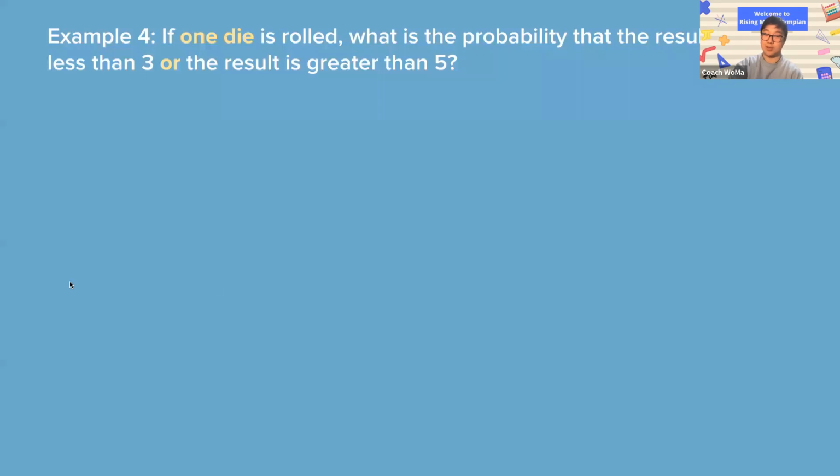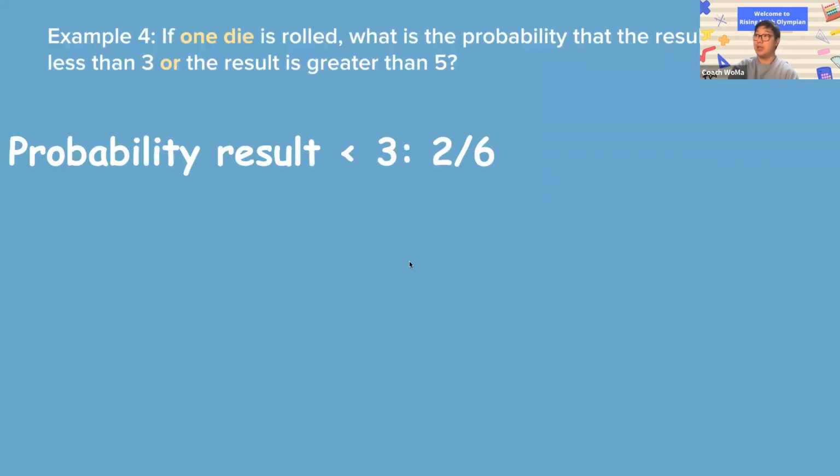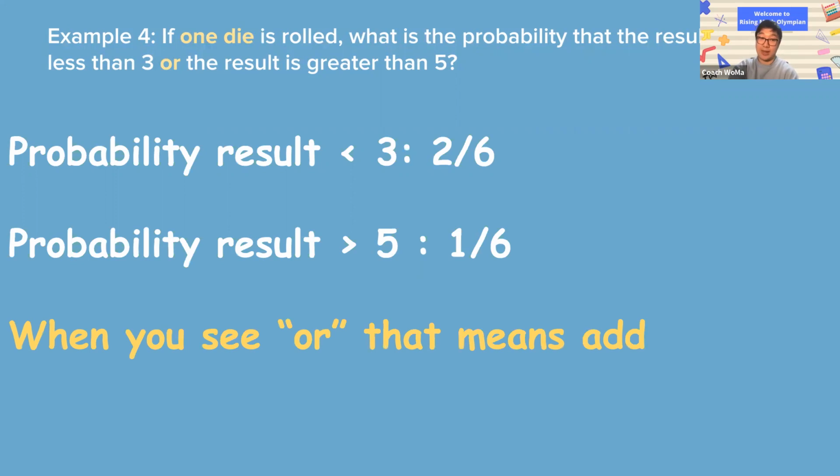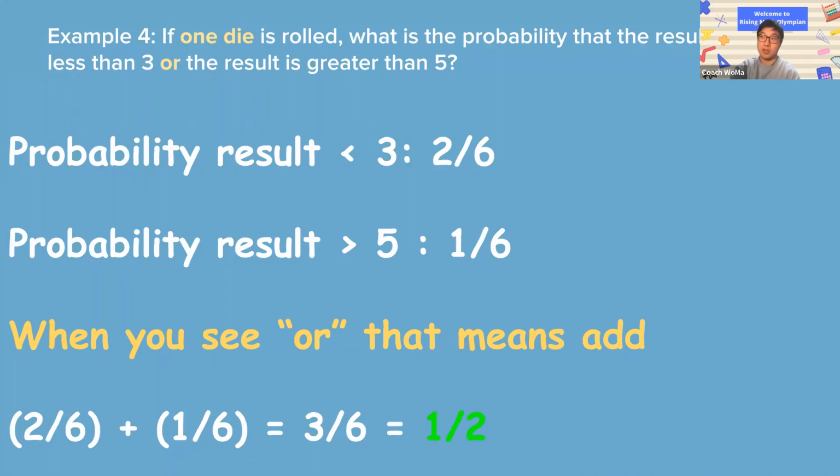All right, let's go over this one. In this case, there's only one die and it's an OR. So we can get the same probabilities. Less than 3 is 2/6. Greater than 5 is 1/6. And generally, if you see OR, that means add the two probabilities. So in this case, 2/6 plus 1/6 is 3/6 or 1/2.